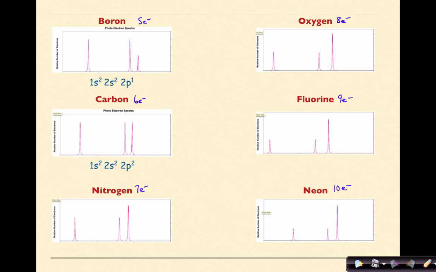The carbon atom must be 1s2, 2s2, 2p2. The nitrogen atom is 1s2, 2s2, 2p3. Oxygen is 1s2, 2s2, 2p4. Fluorine is 1s2, 2s2, 2p5. And finally, the neon atom is 1s2, 2s2, 2p6.